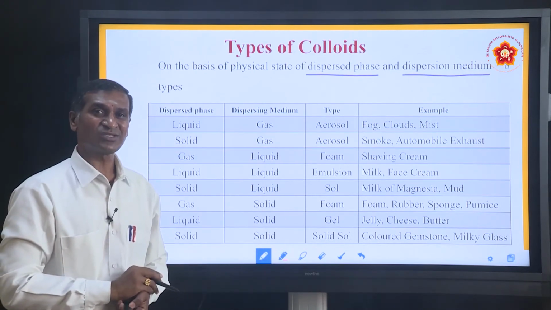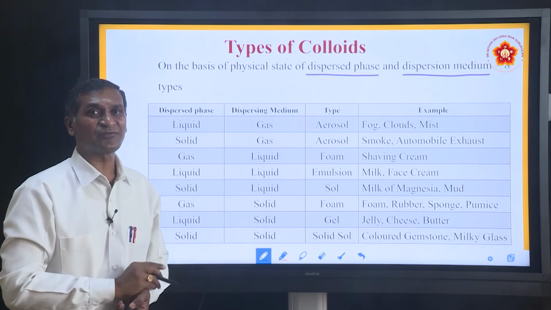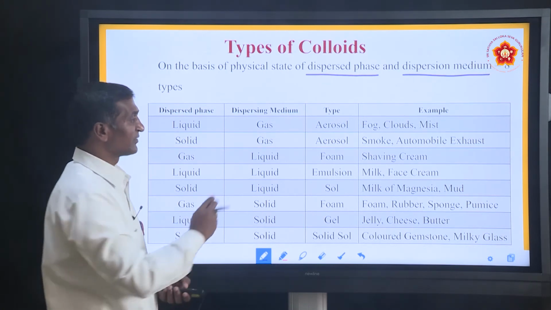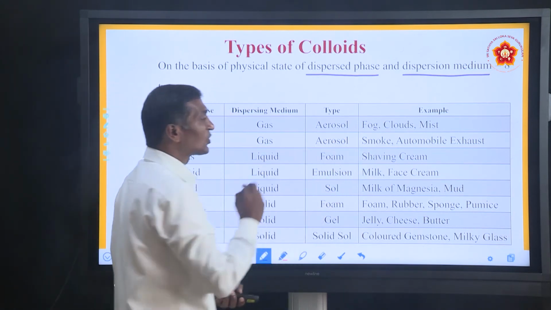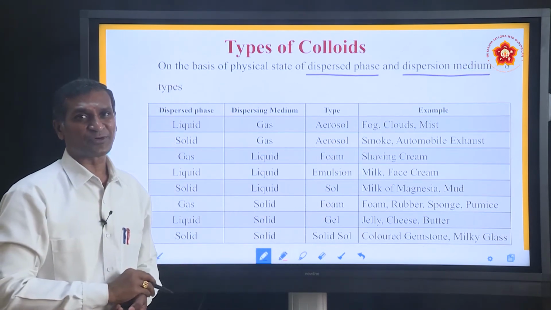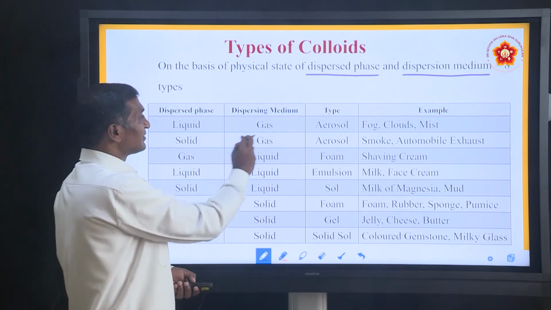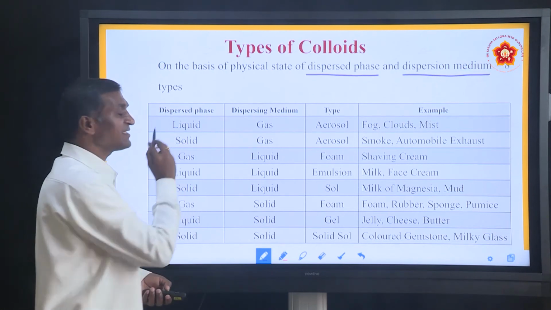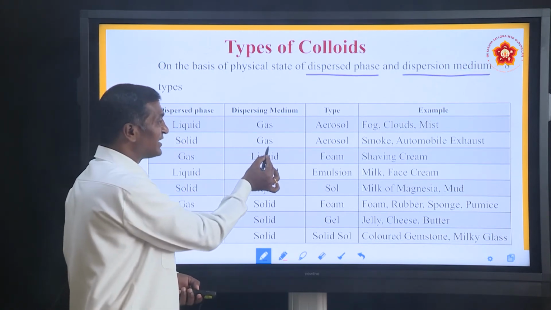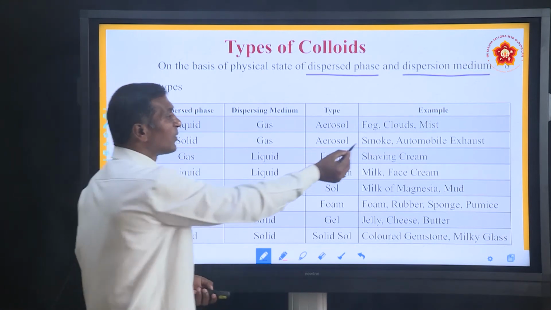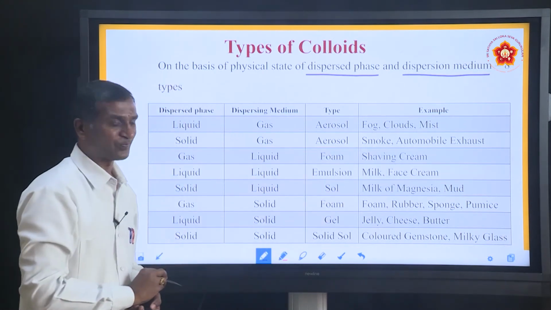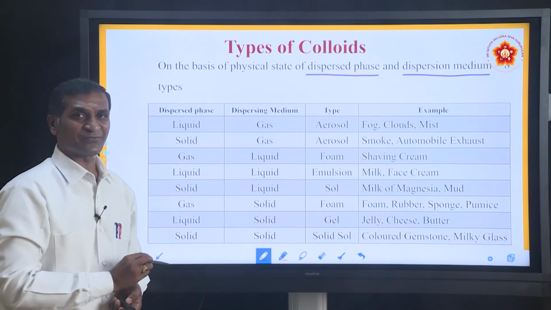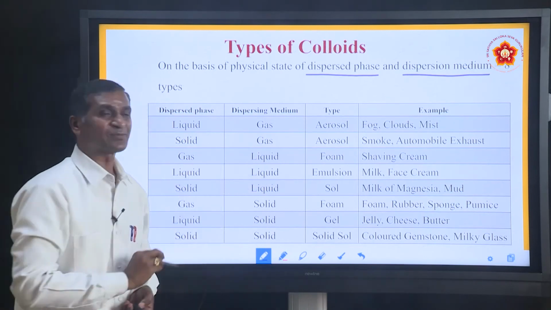A cigarette is a solid, but the smoke left after burning that cigarette is an example of an aerosol, where the dispersed phase is solid and the dispersing medium is gas. Automobile exhaust is also an example. The third type: gas is the dispersed phase and liquid is the dispersing medium.